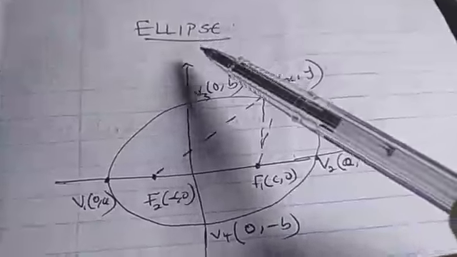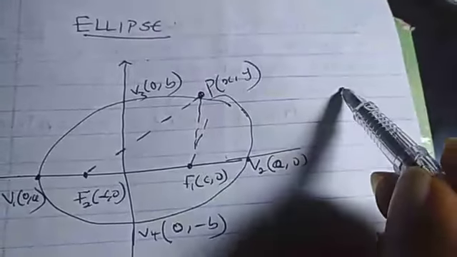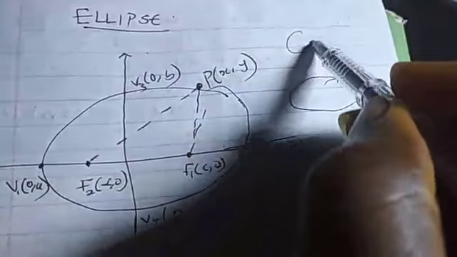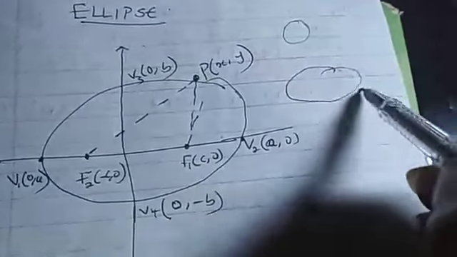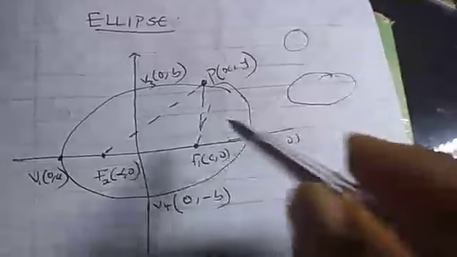Our topic today is the ellipse. This is the shape of an ellipse. It looks like this, an oval shape. This is a circle; this is not a circle. So this is an ellipse. It looks like an egg shape, but an egg is solid. This is a plane.